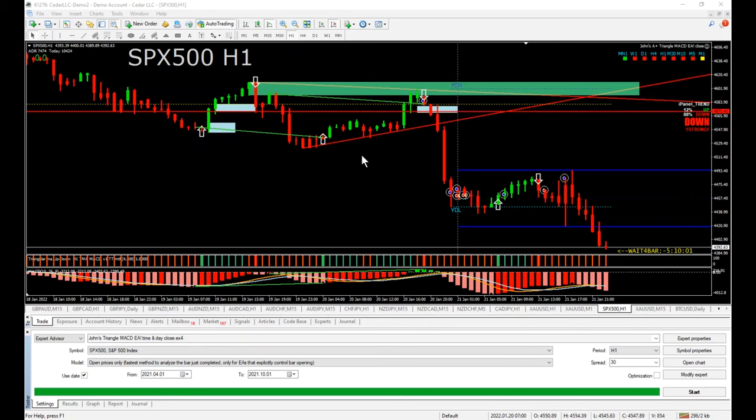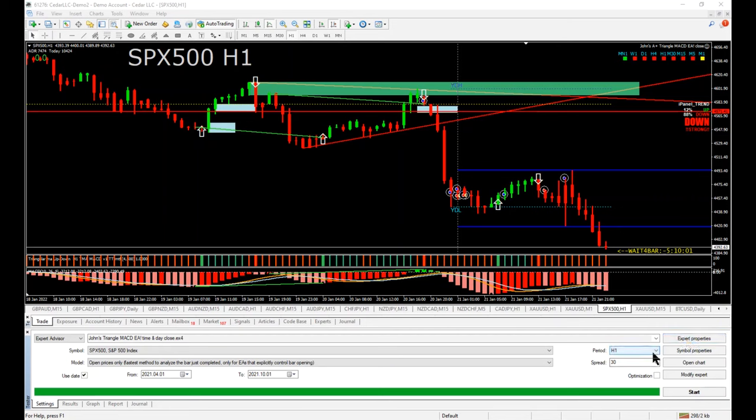What I wanted to do was actually go over the robot a little bit and basically how it works. I have it right in here, John's Triangular MACD EA. This is one of them. It does have time and day and it does close itself, so it works out pretty good. Let's go ahead and set that up.